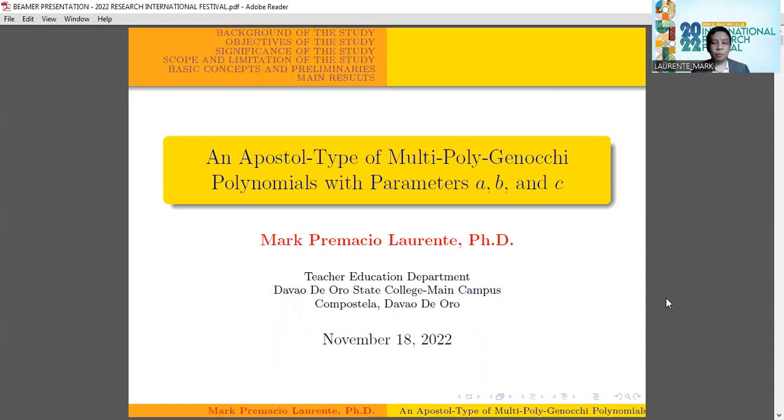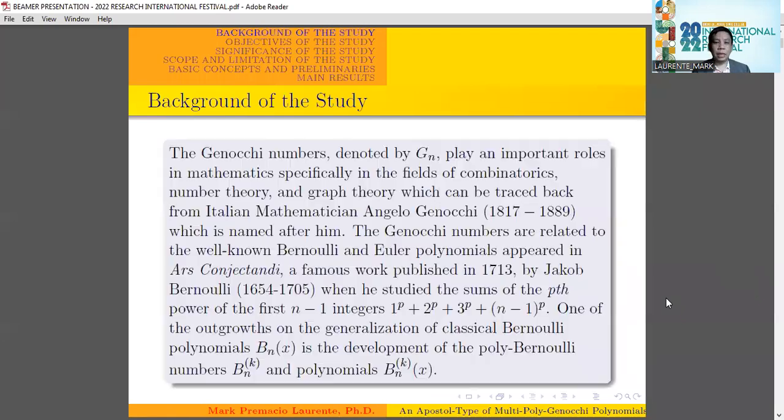Now, for the background of the study, the Genocchi numbers play an important role in mathematics, specifically in the field of combinatorics. They are named after the Italian mathematician Angelo Genocchi. There are literatures working on these Genocchi numbers and also the polynomials.